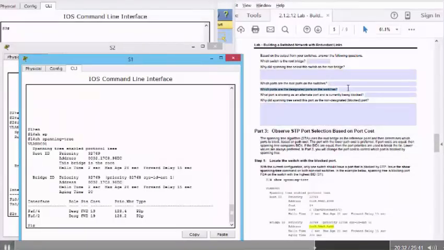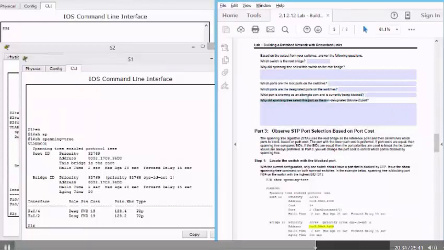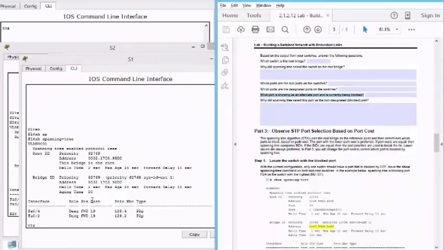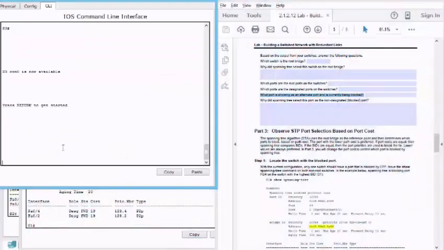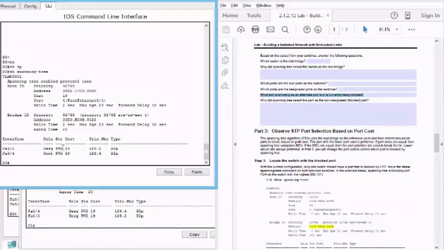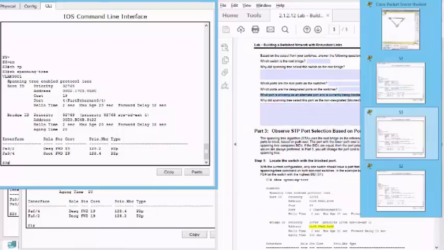Now, what port is showing as an alternate port and is currently blocked? Okay, let's go to switch 1. Switch 1 does not have any alternate port. These are all designated ports. And let's go to switch 2. Enable, show spanning tree. Switch 2 does not have any alternate port or block port either. And then go to switch 3.